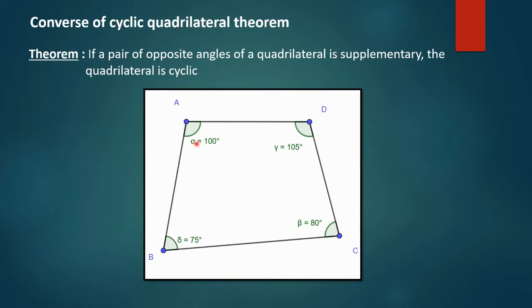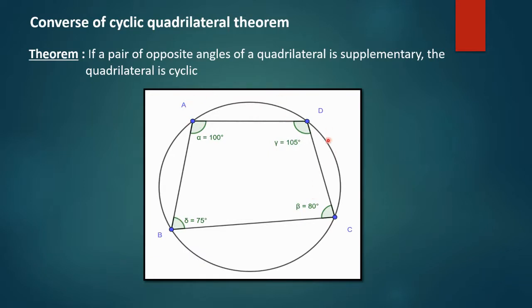If you notice, the sum of the opposite angles, in this case angle A plus angle C, is 100 and 80. You add it, you get 180 degrees. Similarly, if you add angle B and angle D, that is 75 and 105, you get 180 degrees. So in this case, the opposite angles are supplementary. So by the converse of the cyclic quadrilateral theorem, we can say that this quadrilateral A, B, C, D will be cyclic. That means the vertices of the quadrilateral will lie on the circle.